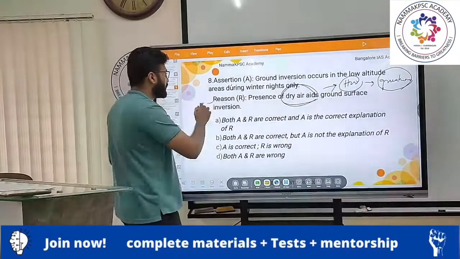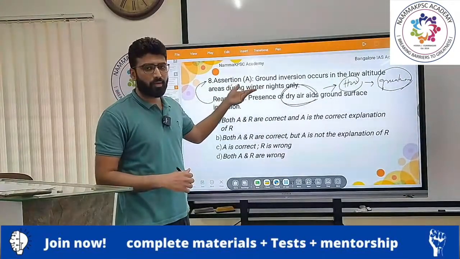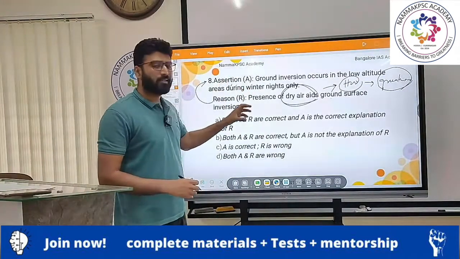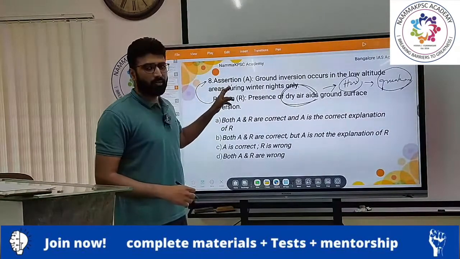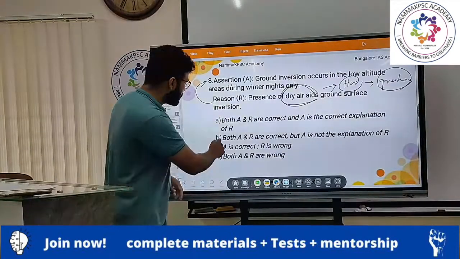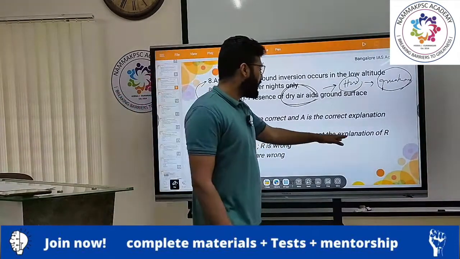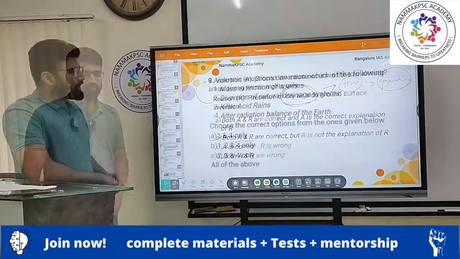But this is not the explanation for it. Both are correct. Both are conditions necessary for ground temperature inversion, but this is not an explanation for it. Therefore, I would say both A and R are correct, but R is not the correct explanation for A. Ninth question.